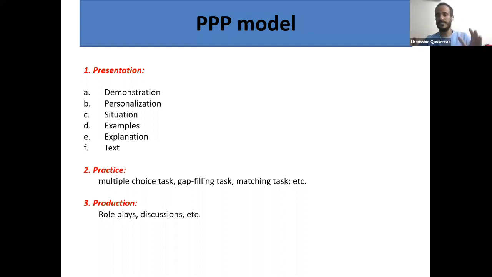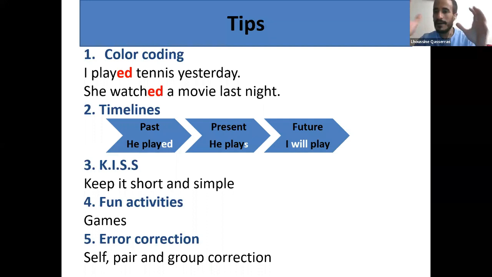Now here, the tips, the techniques. When you are teaching grammar, it's very important, it's a must, that you use color coding. You highlight. You know why? Because I am a slow learner. If I see on the board "played" with the ED colored in red, I'm going to ask myself, because color coding helps me as a visual learner, that there is something special with this verb. There is ED. So please use color coding or diagramming; you can underline or circle, etc. Okay, good.